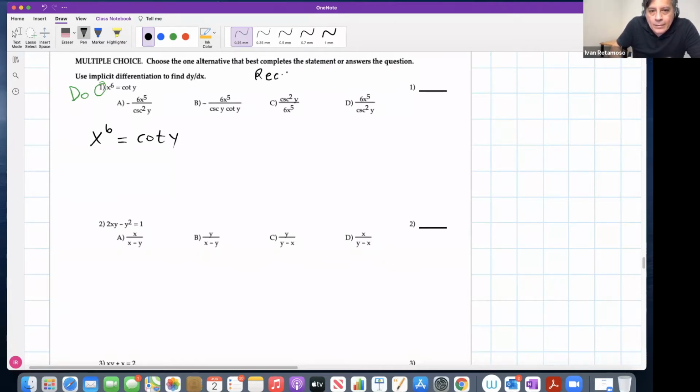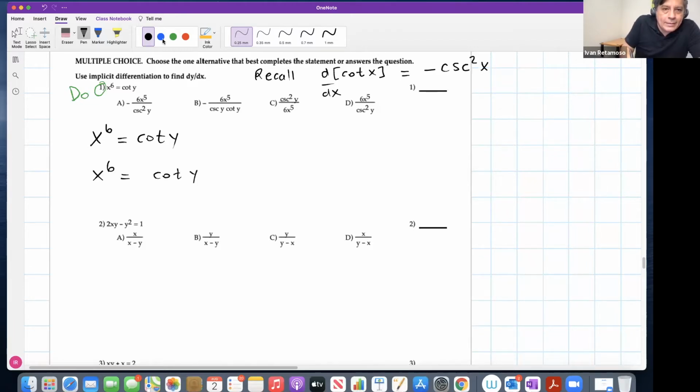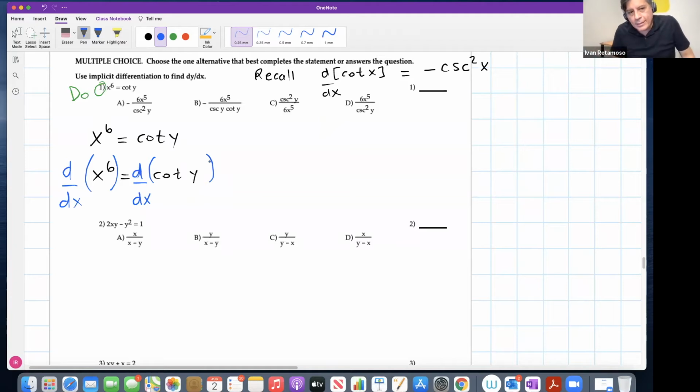Recall, the derivative of cotangent of x with respect to x is minus cosecant square of x. Use this if needed. Remember, the first step is to take derivatives on both sides with respect to x. So start with this. And the second step is to isolate dy dx by combining like terms. So try to do this.